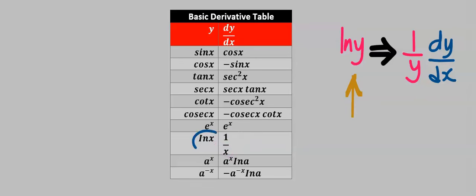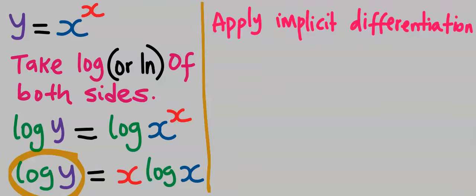From the basic derivative table, when you differentiate the natural log of x, you are going to get 1 over x. However, when you differentiate the natural log of y, you are going to get 1 over y. But since it is y we differentiated, we are going to multiply it with dy dx according to the rule of implicit differentiation. The exception to this rule is whenever you differentiate x. Hence, when I differentiate log y, I'm going to have 1 over y. However, it will be multiplied with dy dx.